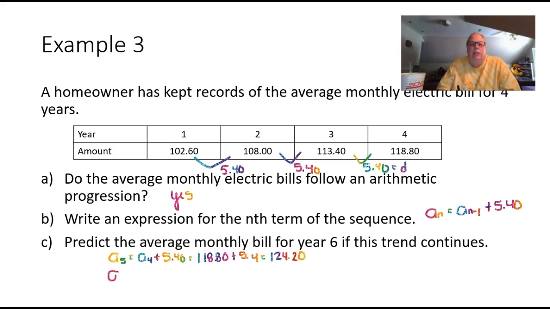And then the 6th term, this is the one we were looking at, can be defined to be the 5th term plus 5.4. In this case, we're looking at 124.20 plus 5.4, and this will give me 129.6, and there is our 6th term, $129.60.